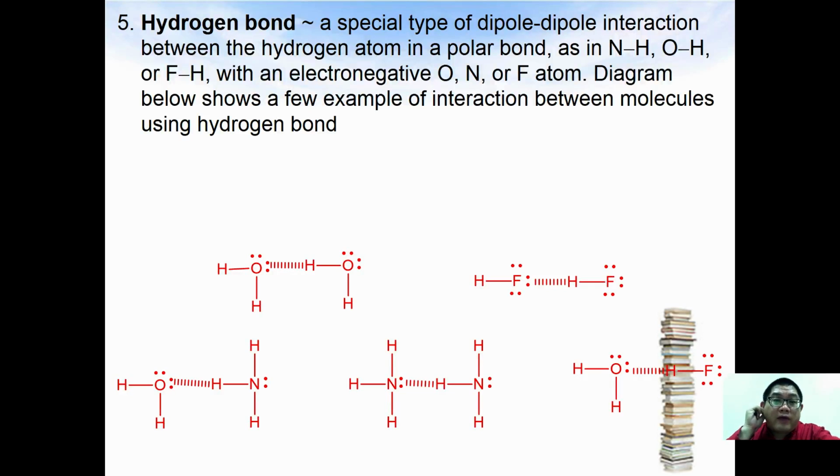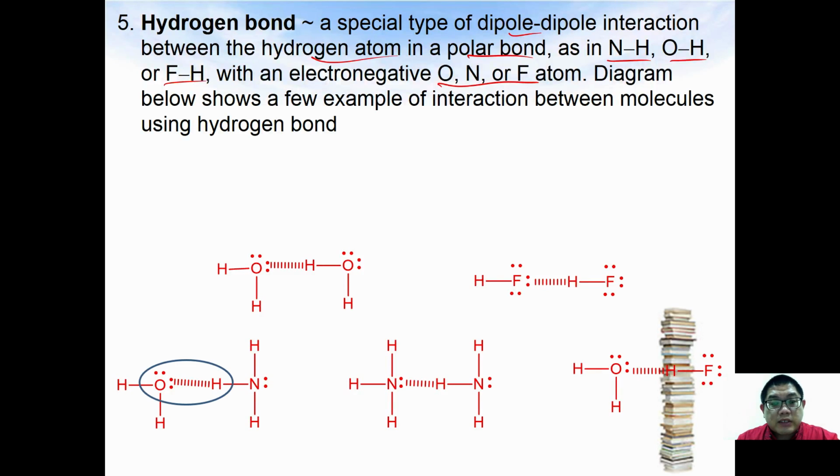Last but not least, you have hydrogen bond. Hydrogen bond is a special type of dipole-dipole interaction between a hydrogen atom in a polar bond, such as N-H, O-H, or F-H, with an electronegative element such as O, N, or F. The diagram below shows a few examples of interaction between molecules using hydrogen bond.